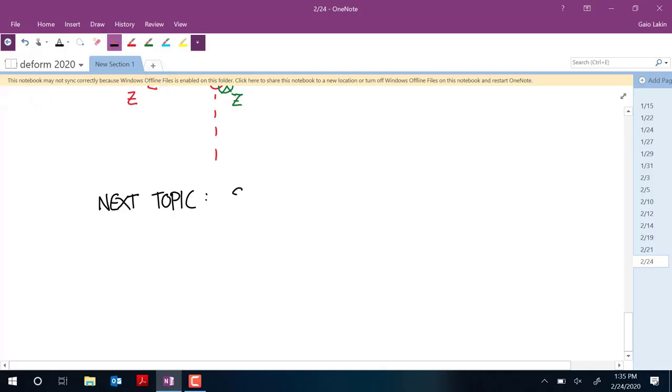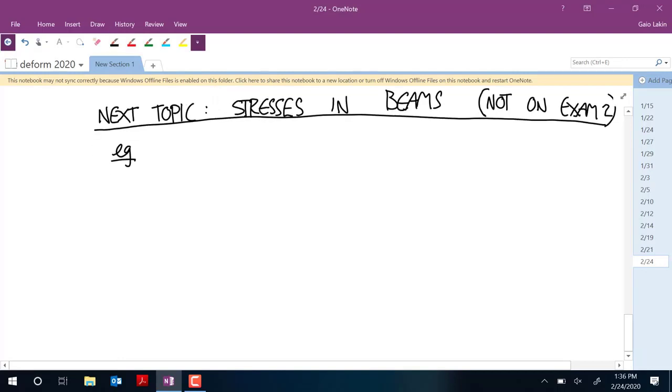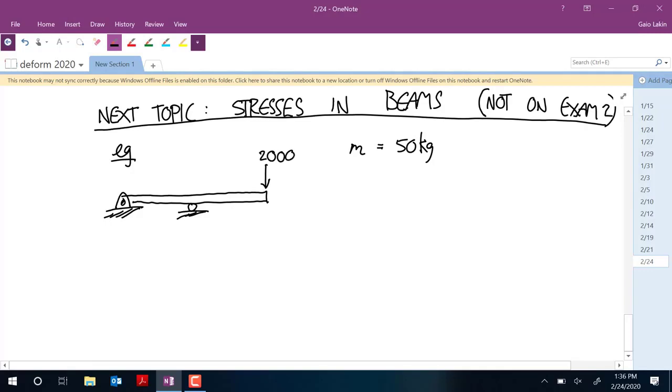So we're getting into stresses and beams. But the idea is, for example, let's say you have this beam that's connected to the ground by a hinge and a roller at the center, and let's say it has some mass, 50 kilograms, and let's say that there's a downward force of 2,000 newtons at the end.